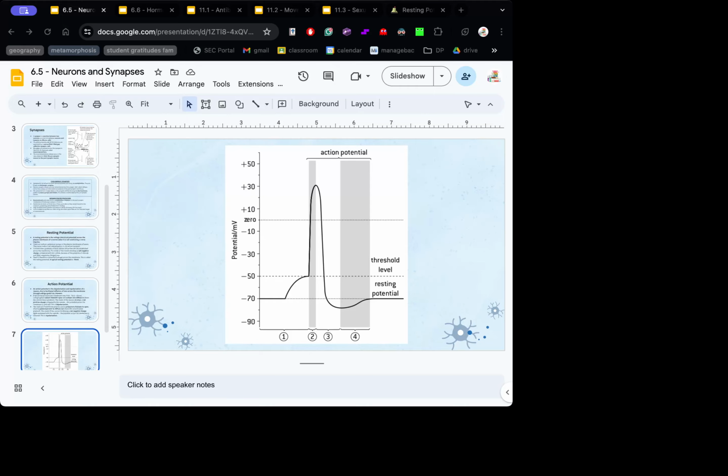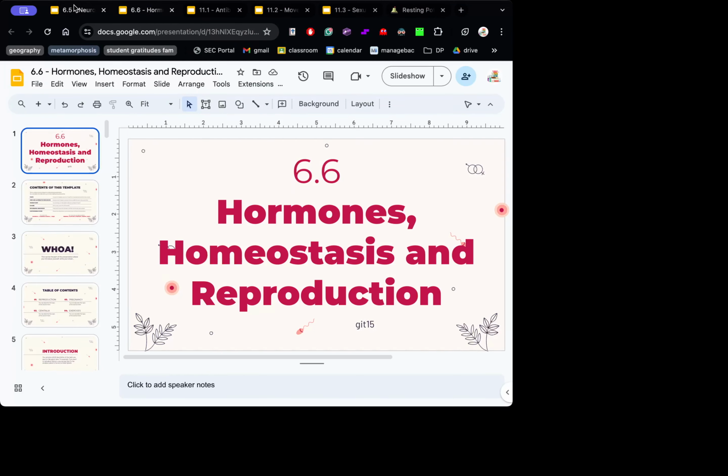6.6 is homeostasis, hormones, and reproduction. I believe the exact title is hormones, homeostasis, and reproduction. Like FSH.